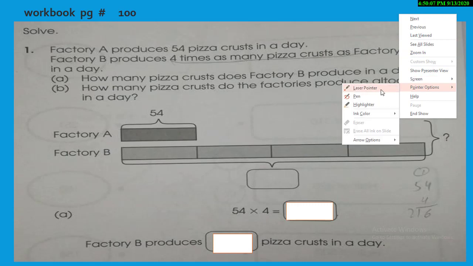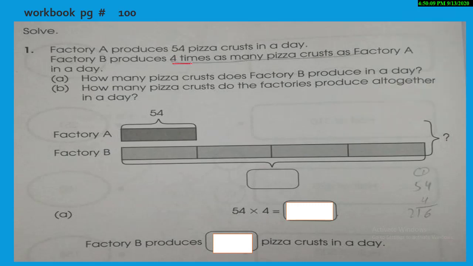So let me get my pen to underline this word. Yes, times is the word which represents that it's about tables, and 4 times means factory B is producing 4 times more pizzas than factory A. This is something that you need to translate and understand in your mind. And then we move on to the question: how many pizza crusts does factory B produce in a day? They did not tell you the pizza rate of factory B. They tell you the pizza rate of only factory A, and they ask you how many pizza crusts factory B produces in a day.